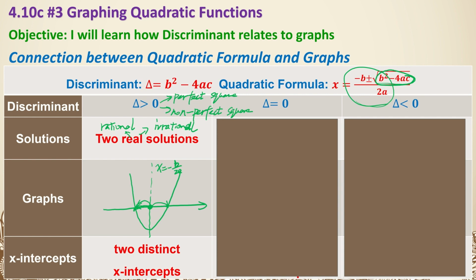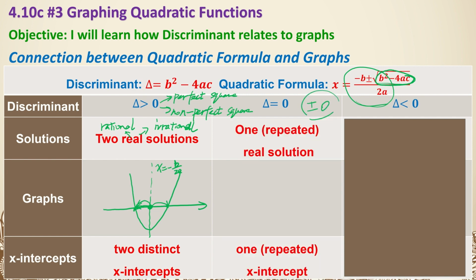Next, if it equals 0, that means this b squared minus 4ac part is just 0. So when you do a plus minus 0, that doesn't change anything. So you have one real solution, and that means you also have one x-intercept. On the graph, when you have your axis of symmetry, let's say x equals negative b over 2a, you have this point on the x-axis. If it's 0, your distance moving to the left and to the right is 0, which means it's not actually moving. That's why the x-intercept will just be your vertex.